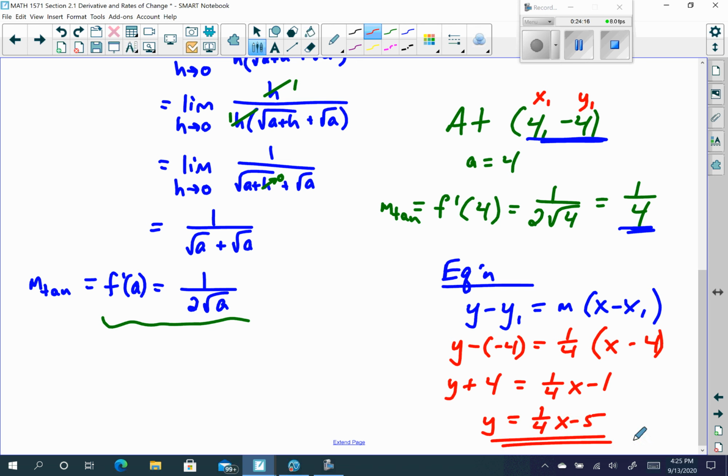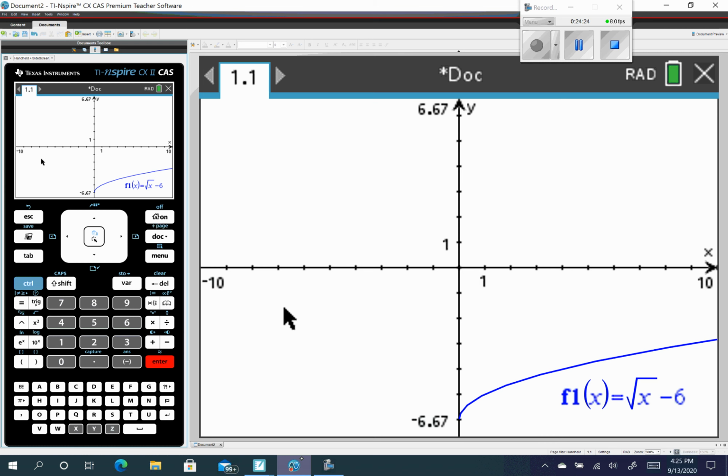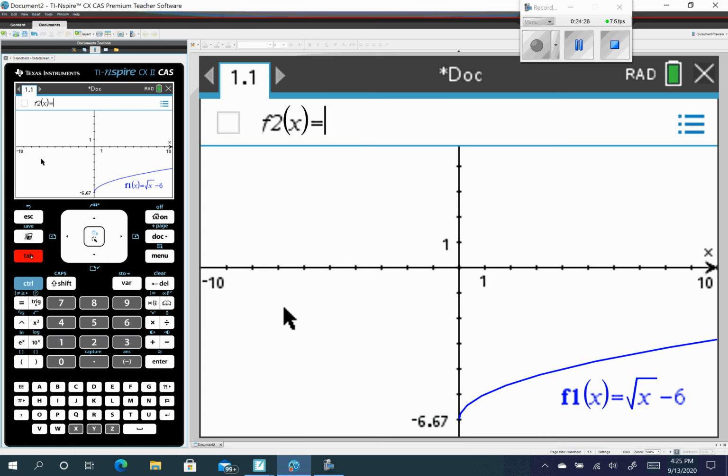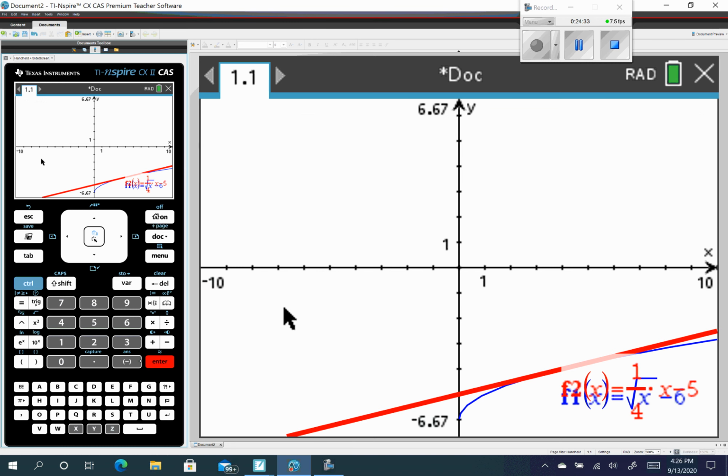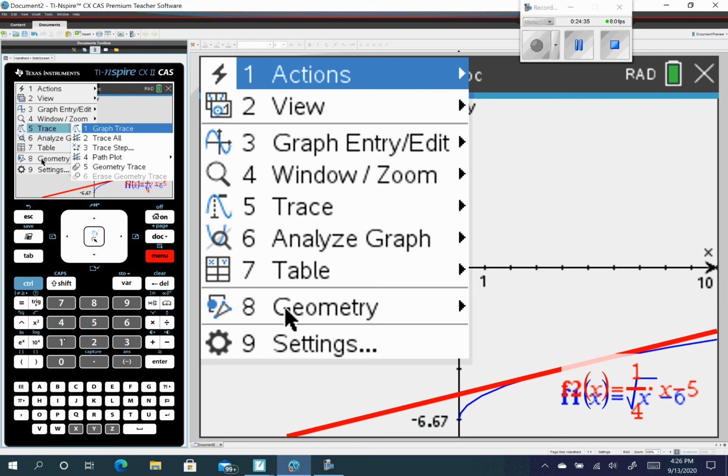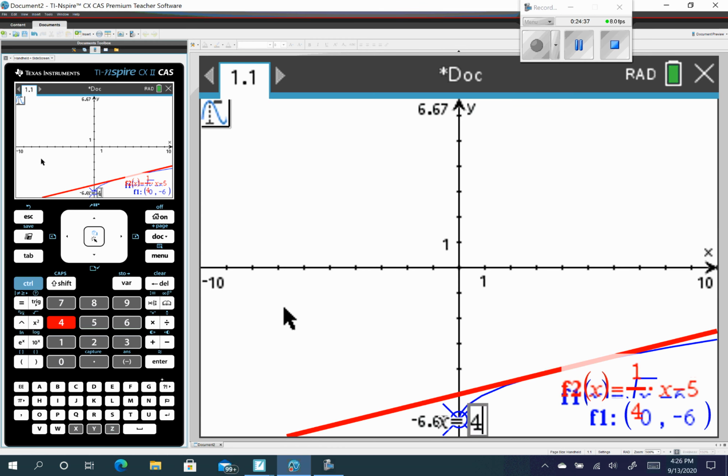And I just want to show you how you could check this on a calculator as well. So I went ahead and I graphed y equals radical x minus 6. And then I want to type in, we had 1/4 x minus 5. So we could see our line is tangent. Let's go to graph trace at 4.